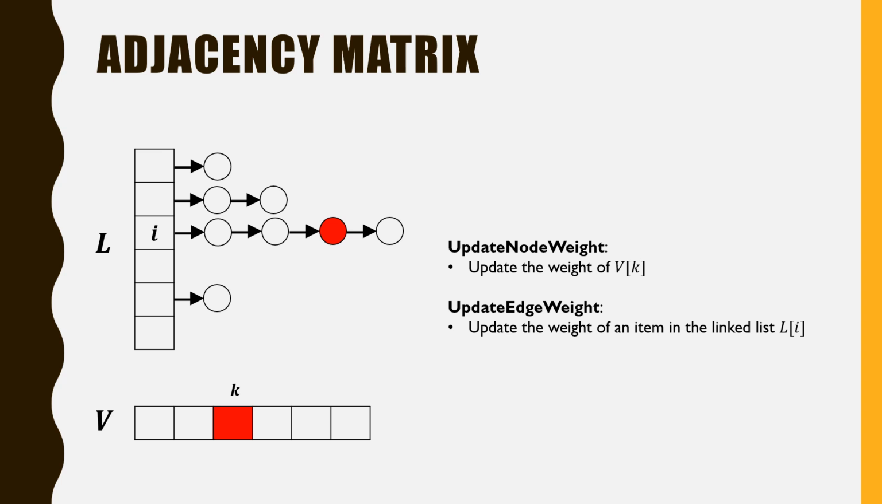Next, we have the update node weight and update edge weight operations. The weight of node i can be updated directly by modifying entry Vi in O(1) time. To modify an edge's weight, we must traverse the corresponding linked list to locate the correct entry, which requires O(d) time.